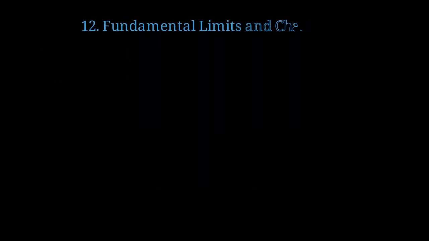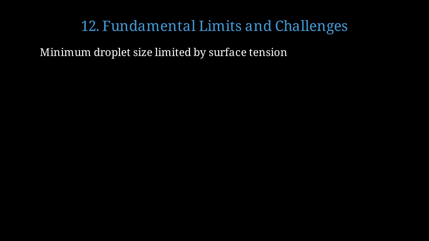What are the fundamental physical limits and engineering challenges for fluidic computing? There's a minimum droplet size, below which surface tension forces make droplets unstable and difficult to control precisely. Minimum radius is roughly sigma over delta P, about 0.05 divided by 1,000 pascals, giving approximately 50 micrometers.